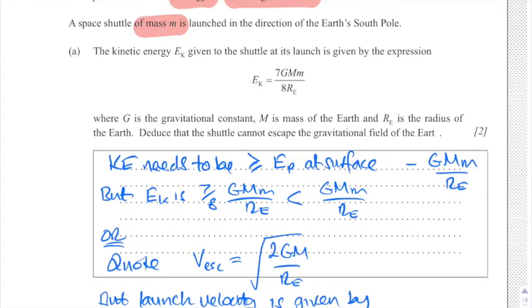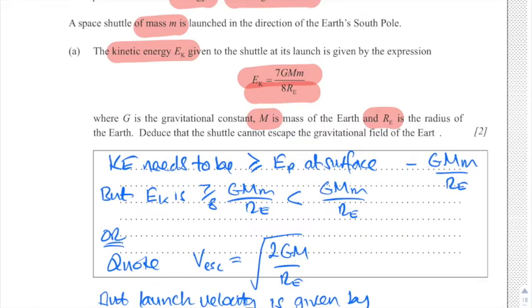the Earth's south pole. I won't worry about that too much, but it's been given a particular amount of kinetic energy, which we call EK. It's been given that much kinetic energy. What they first want you to do is, given these details about the Earth, the mass of the Earth is M, the radius of the Earth is RE, they want you to show that, given EK of 7GMm over 8RE, it will not be able to escape completely the Earth's gravitational field.